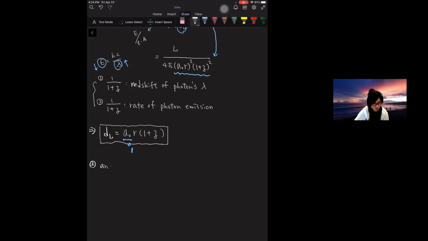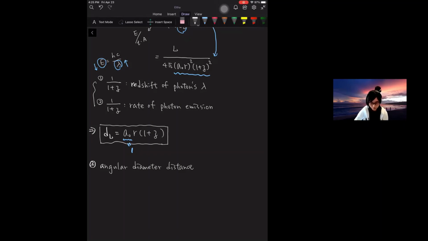Okay, if not, then let's talk about angular diameter distance. The concept of angular diameter distance is simply that if the object is closer to us, then we think it appears bigger, because the angular size is bigger. But if the object is further away, then it should appear smaller. So that's the concept of this kind of distance. We can see how large the size of this object is and then infer the object's distance.